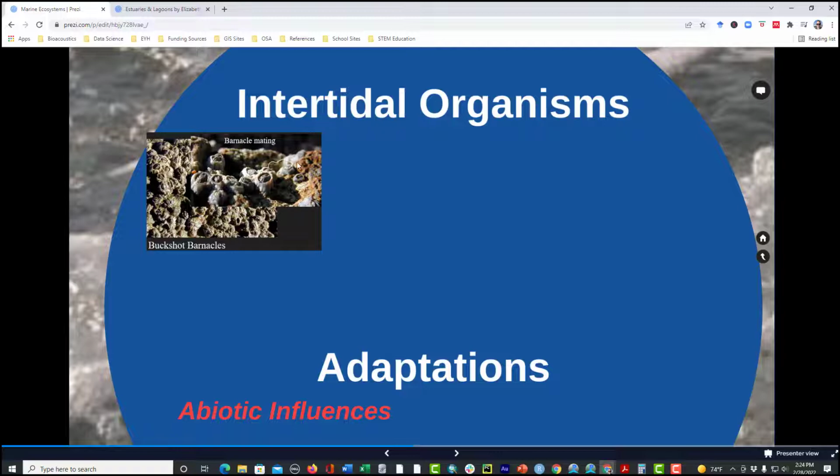This is actually a little, I forget what they call it, I guess it's equivalent to a penis there. But you've got some barnacle mating that's occurring, because of the fact that these two are so close to one another.